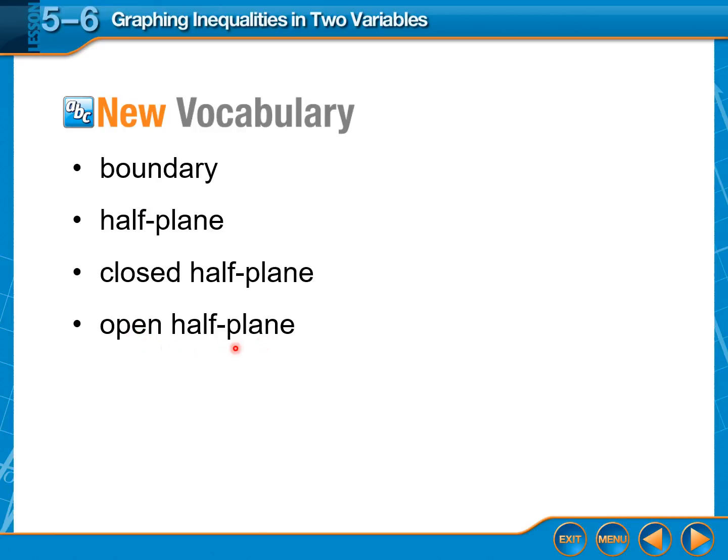An open half plane includes a boundary line, but the boundary line is a dotted line, because the dotted boundary is not included in the solution to the inequality that we solve. And you'll be able to see this as we go through. So the main takeaways are that the boundary is the line that separates the two half planes, solutions that are true from solutions that are false. And we have two different types, a closed and an open. A closed half plane includes the boundary line as a solution. The open half plane does not include the boundary as a solution.